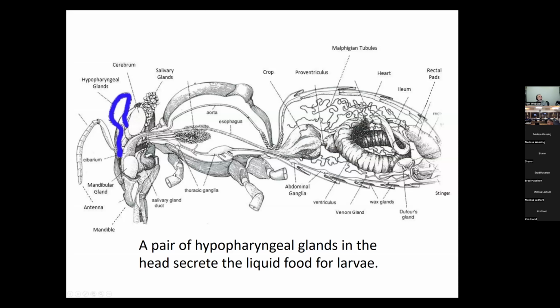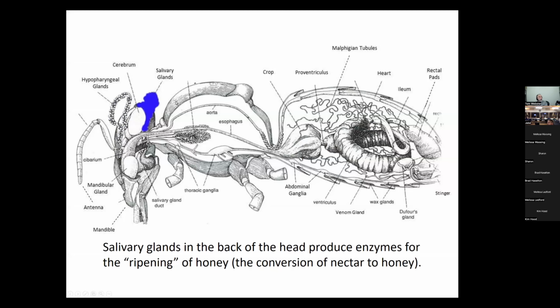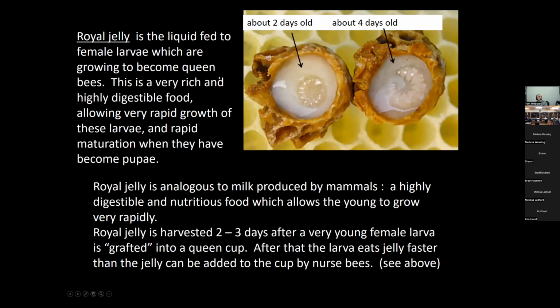And then here's the hypopharyngeal gland in the head of the bee, which produces the honey ripening enzymes and also the liquid food for larvae and the queen. Salivary glands also help the ripening of honey and in the production of royal jelly and worker jelly.